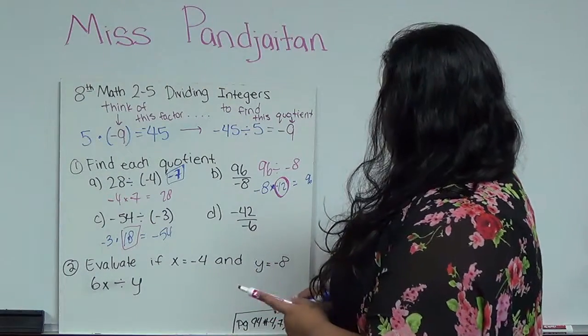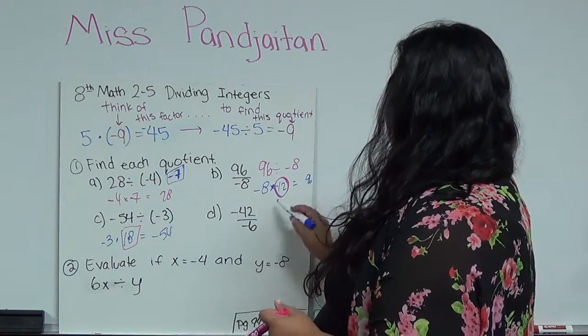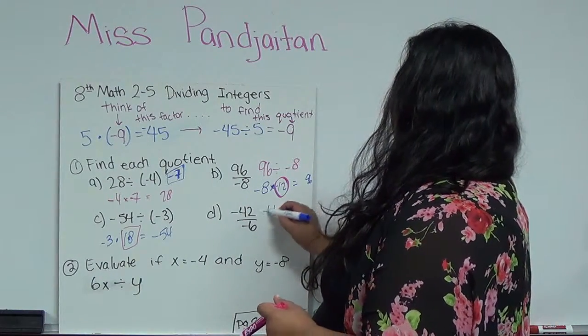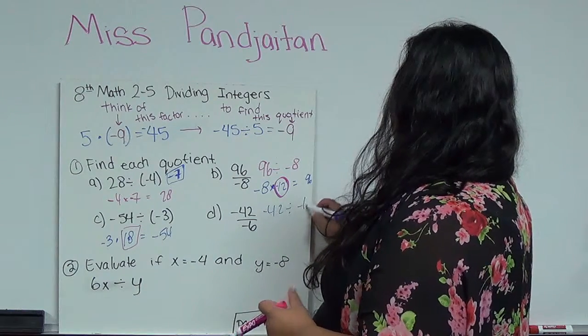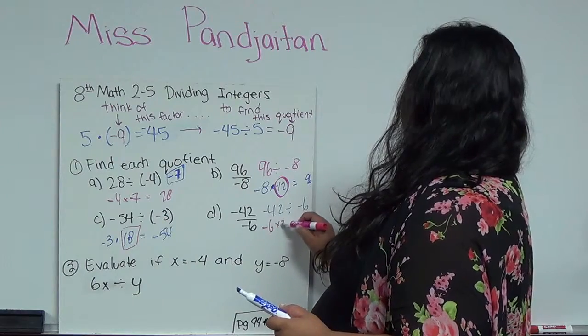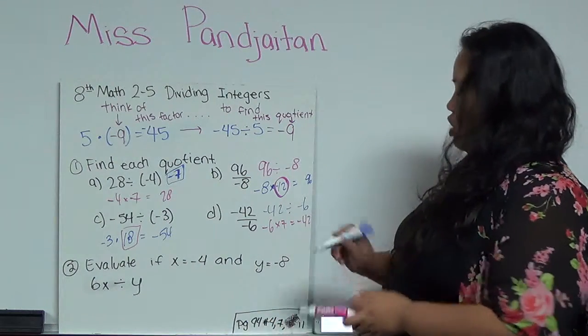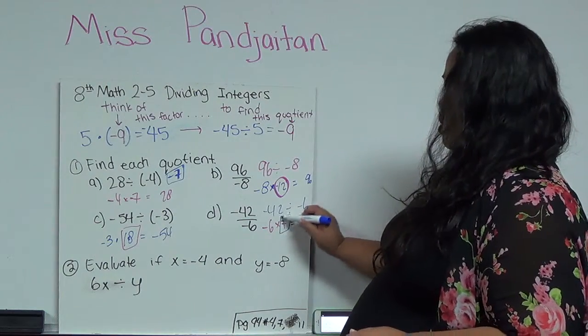Okay? This one is negative 42, so it's the same thing as saying negative 42 divided by negative 6. So negative 6 times 7 equals negative 42. Because I want to keep it as negative 42, I stick with my answer, 7.